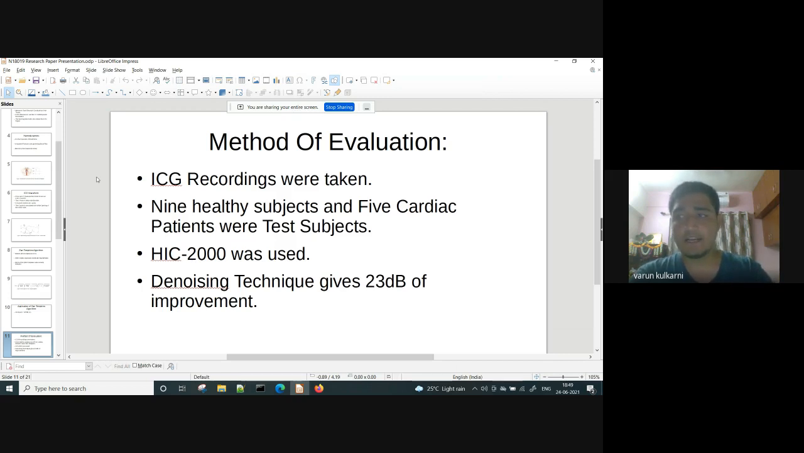The technique was tested on ICG recordings from 9 healthy subjects and 5 cardiac patients. The ICG signals were recorded at a sampling rate of 500 Hz using an ICG instrument, model HIC 2000. For processing of ICG waveforms, wavelet-based denoising using scale-dependent thresholding was used. The denoising technique gives about 23 decibels of improvement in the signal to artifact ratio for signals highly corrupted by respiratory artifact.